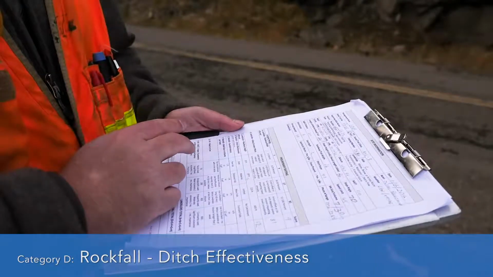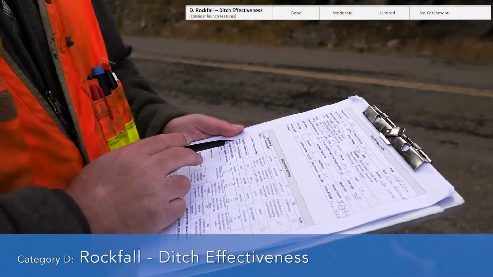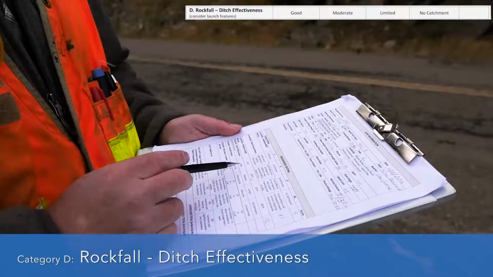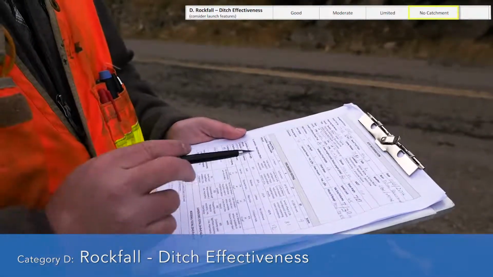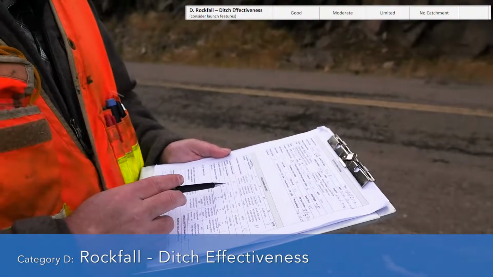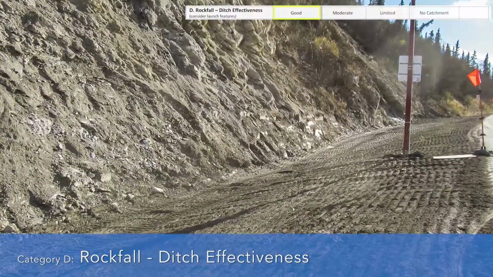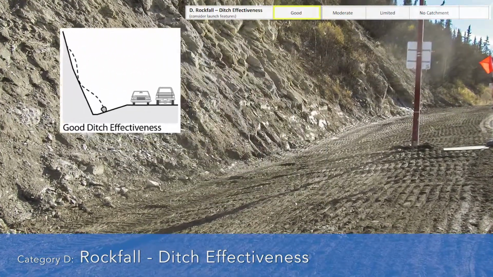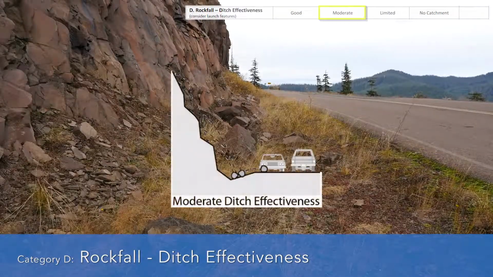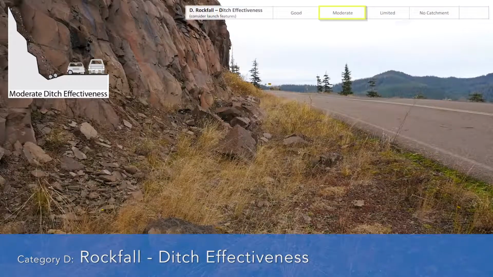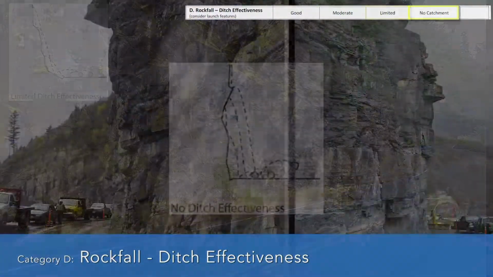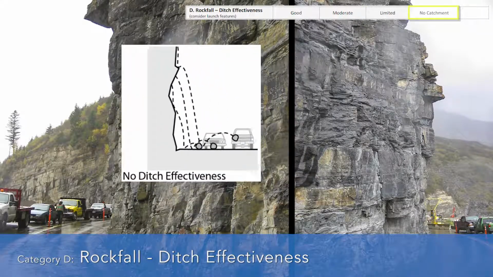(130 feet). Category D, rockfall ditch effectiveness, is the first rockfall category. This is separated into good, moderate, limited, and no catchment, and usually is a result of the judgment of the rater. A good ditch will catch nearly all the rockfall coming down on the site, typically in the 90%. A moderate ditch effectiveness is reduced from that, while with limited, more of the rocks will reach the roadway, while with the no catchment category, almost all the rocks would reach the roadway.